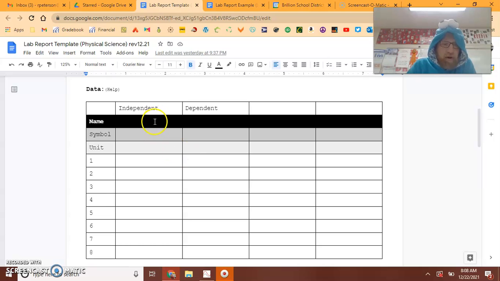So give your independent variable a name. Tell me what the symbol is that you would use in a math expression, and then what units we're measuring it in. Same thing for the dependent variable. This 1, 2, 3, 4, 5, 6, 7, 8, that's just trial numbers. Just ignore those. That will be useful later to cite a certain row of data, to say, look, trial 3, and we can use that number later.